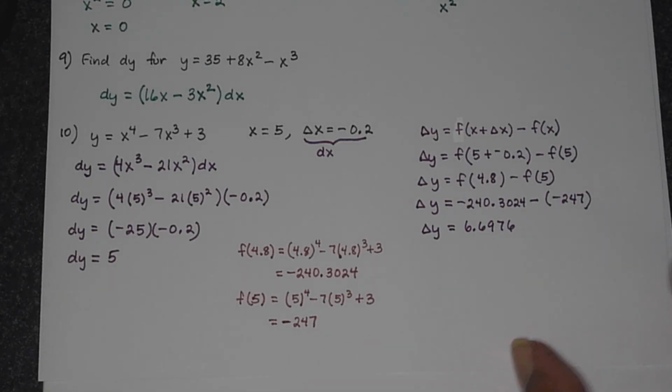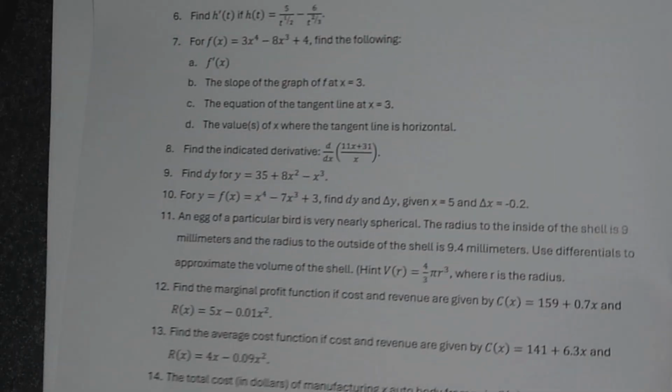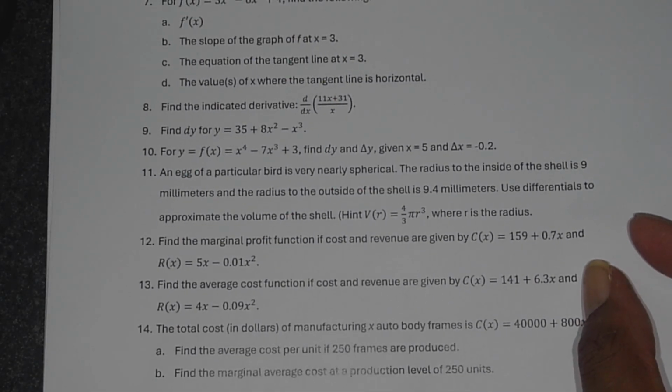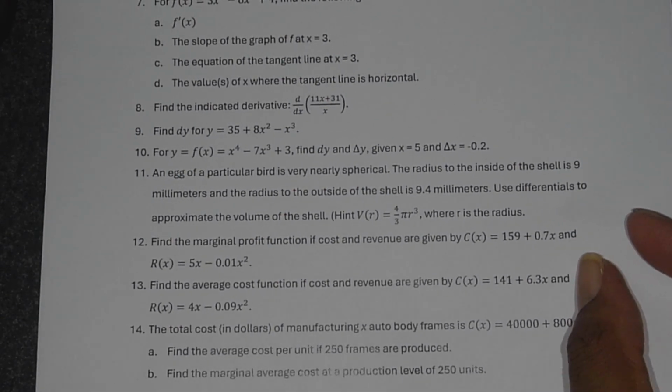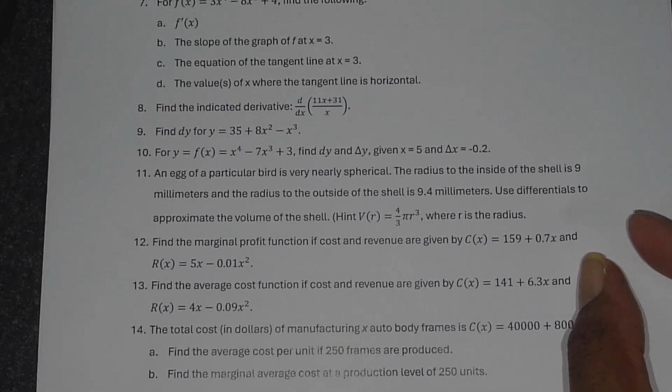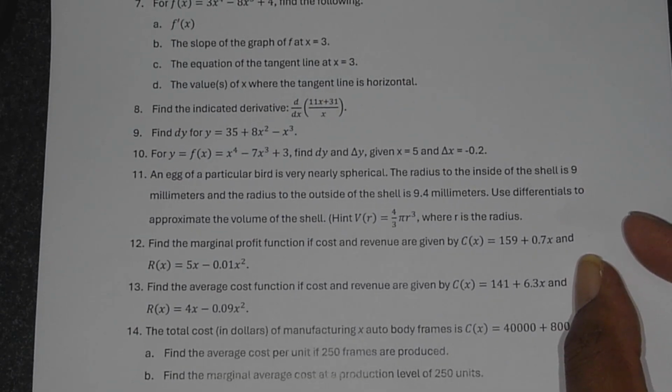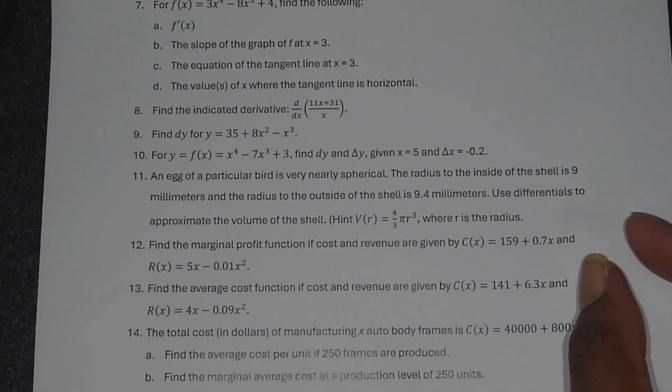Okay. Problem number 11 is this. An egg of a particular bird is nearly spherical. The radius to the inside of the shell is 9 millimeters, and the radius to the outside of the shell is 9.4 millimeters. Use differentials to approximate the volume of the shell. And you're told that the volume with respect to r is going to be 4/3 pi r cubed, where r is the radius. So that's already given to you in that problem.